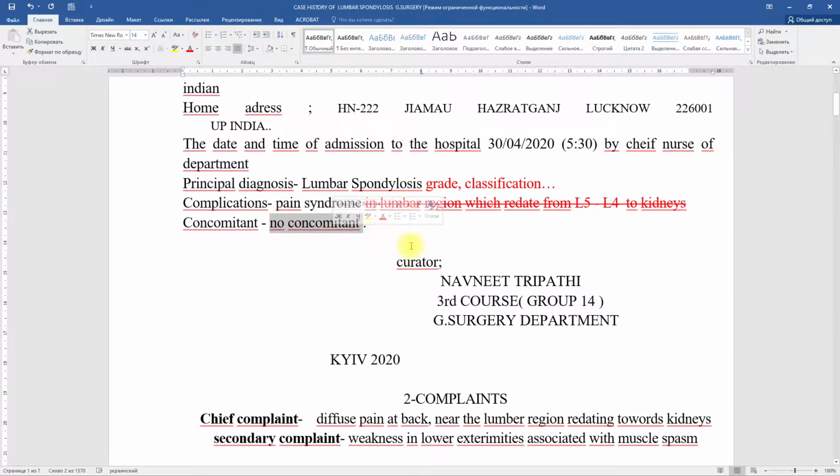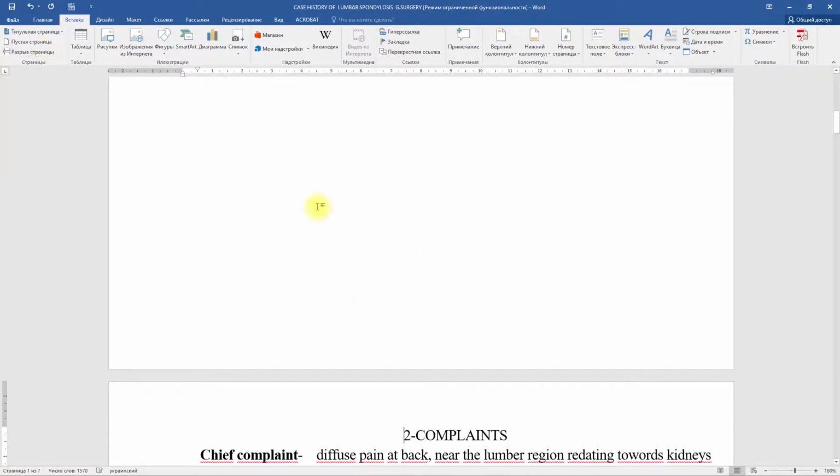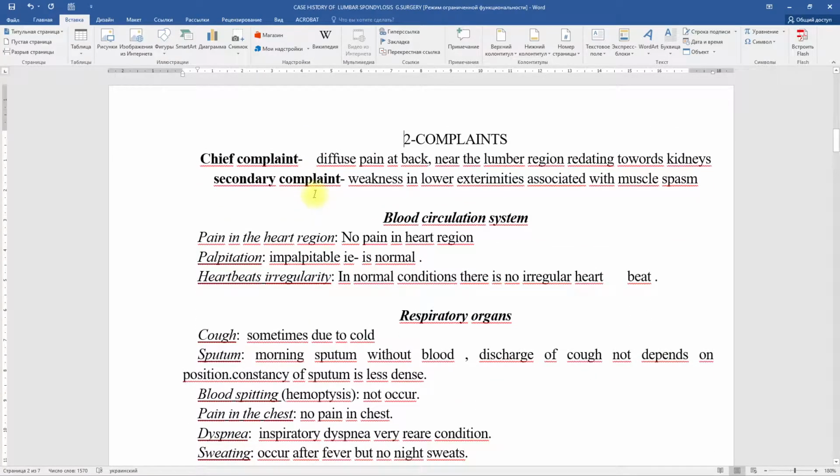No concomitant disease, okay. Curator, great. This goes for page 1. Now we have to switch to page 2. Okay, so chief complaints. Pain at the back, near the lumbar region, which radiates towards kidneys. Yeah, as a descriptive word, that can go. So major complaints and secondary complaints: weakness at lower extremities, muscular spasm.